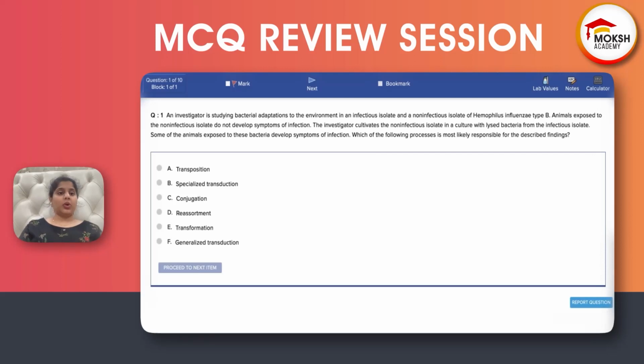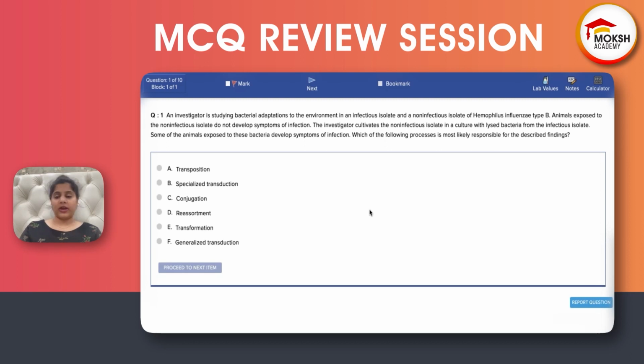So we have question number 1 here. We have an investigator who is studying bacterial adaptations to the environment in an infectious isolate and a non-infectious isolate of Haemophilus influenzae type B. Now, animals exposed to the non-infectious isolate do not develop symptoms of the infection. Now, the investigator cultivates the non-infectious isolate in a culture with lysed bacteria from the infectious isolate. Some of the animals exposed to these bacteria develop symptoms of infection.